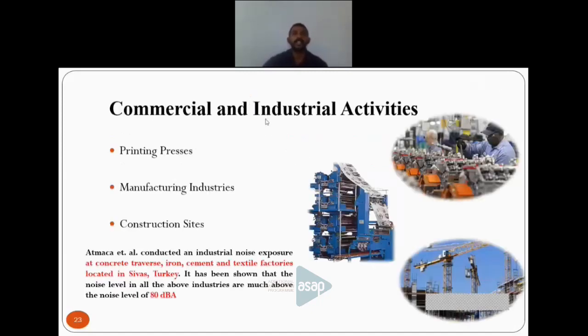Next is commercial and industrial activities, like printing presses, manufacturing industries, and construction sites. Atmaca et al. made a study in concrete, iron, cement, and textile factories located in Turkey. It was found that the noise pollution in all the industries was about 80 decibels. It is more for industrial areas.